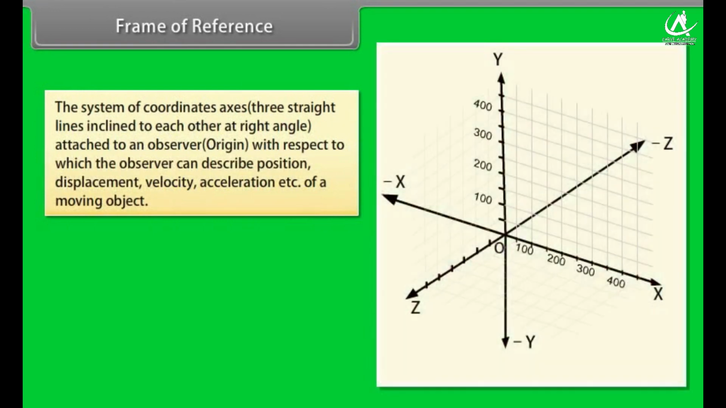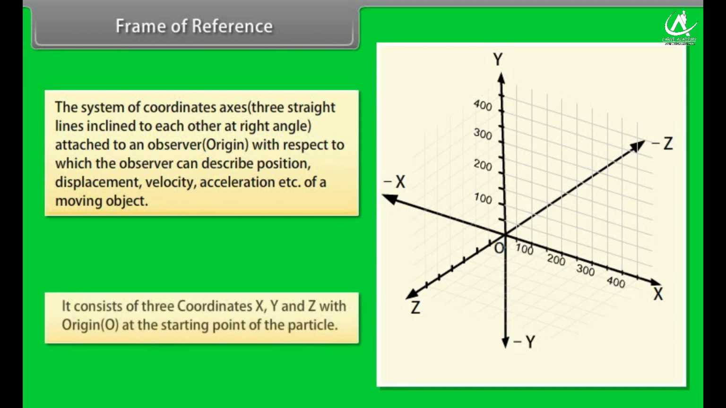Frame of reference. The system of coordinate axes, three straight lines inclined to each other at right angle, attached to an observer origin with respect to which the observer can describe position, displacement, velocity, acceleration, etc. of a moving object. It consists of three coordinates x, y, and z with origin O at the starting point of the particle.